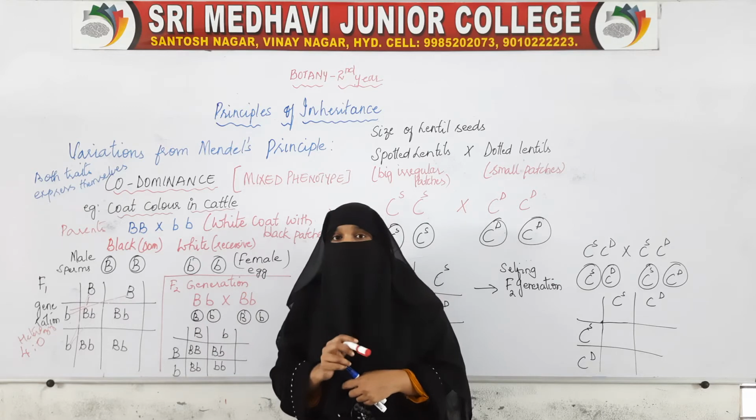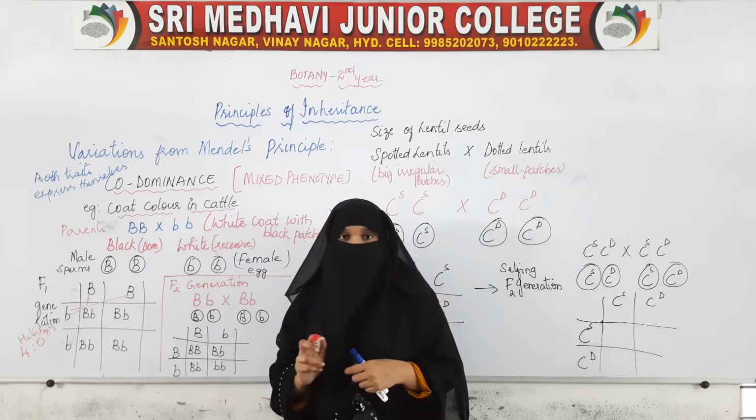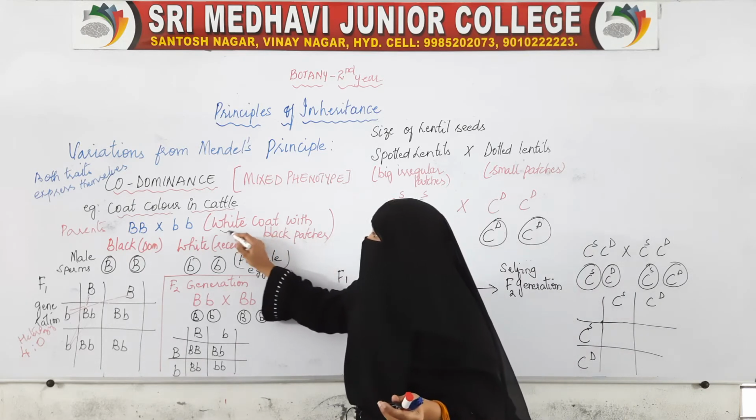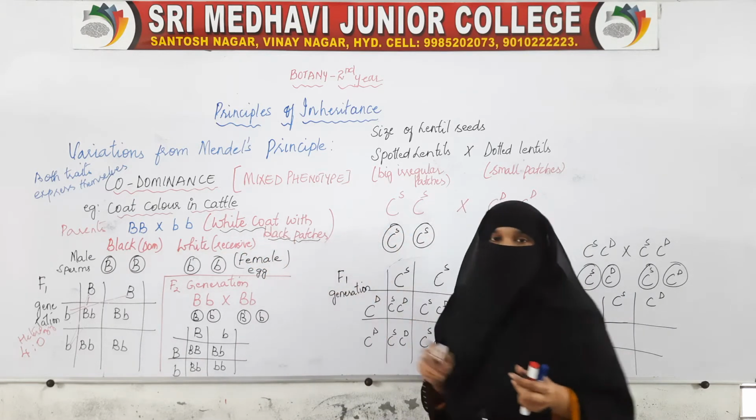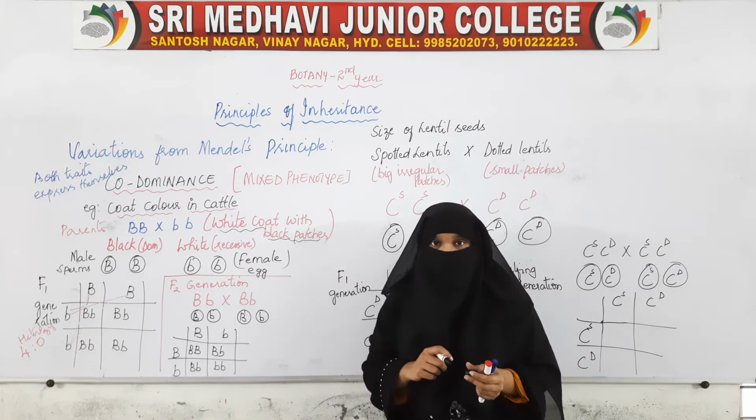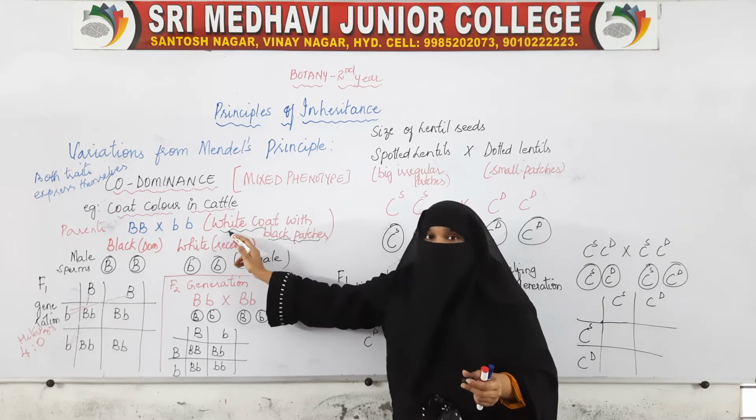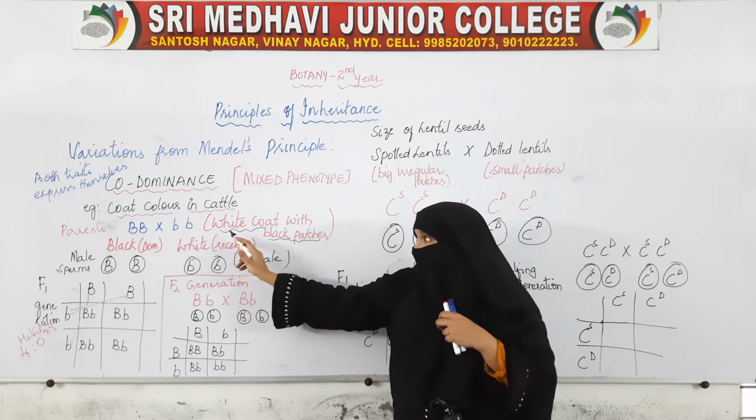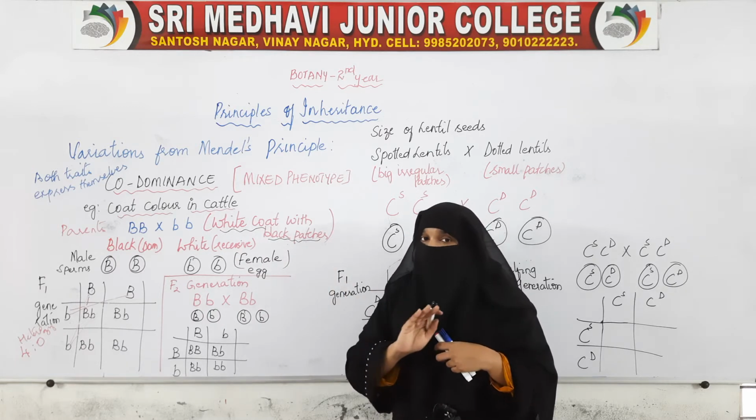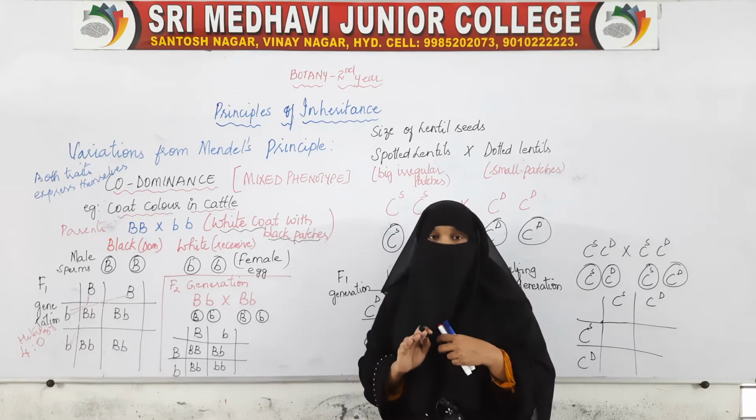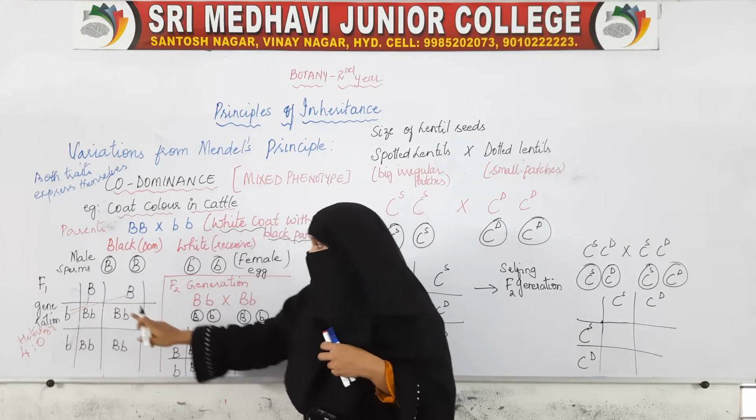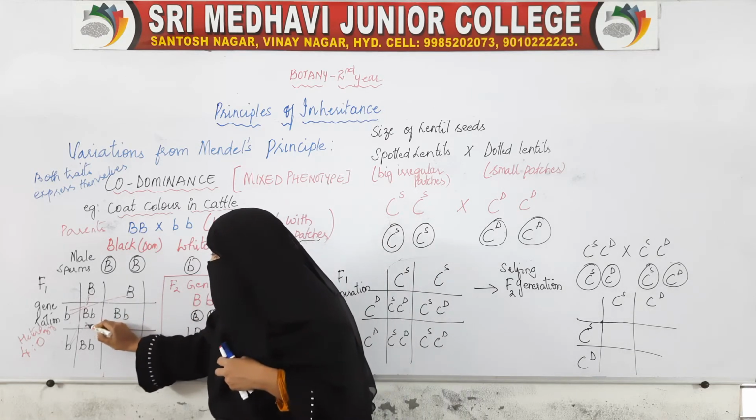Black color. But here instead of black color in the F1 generation, what we are getting is a white coat with black patches. Here white is also expressed. The white color gene is also expressing and the black color gene is also expressing. We don't have a complete black coat here. In the F1 generation, according to Mendel, because it is capital B and small b, this should have been black.